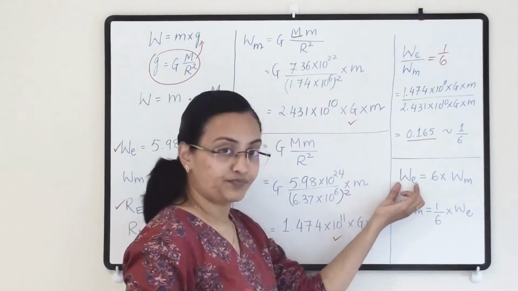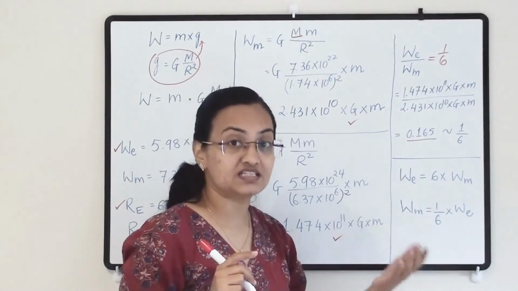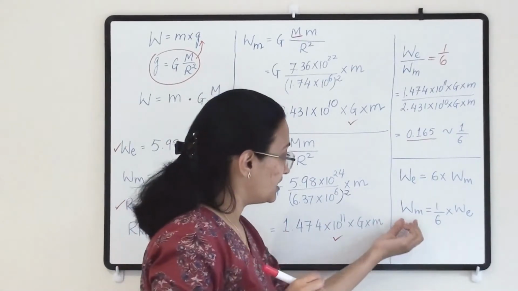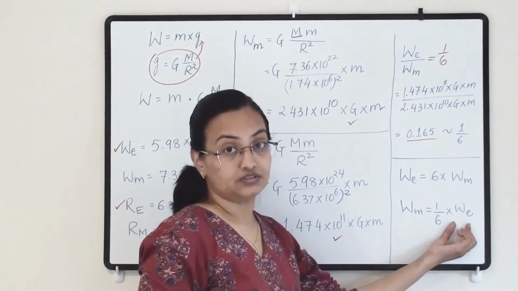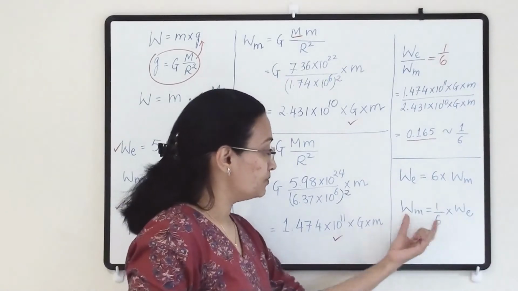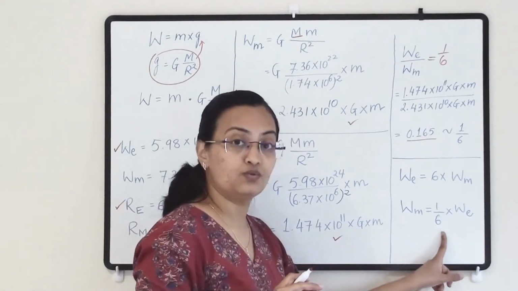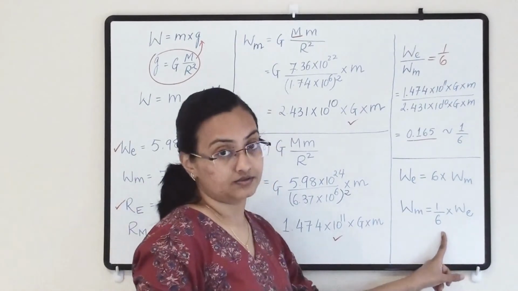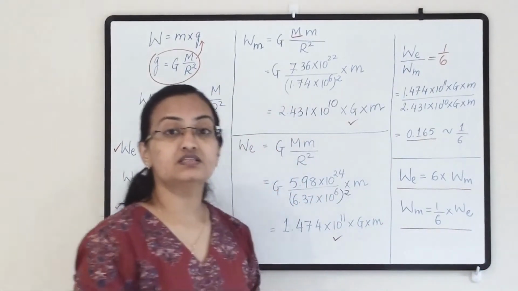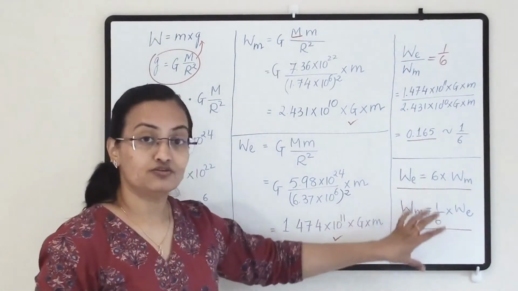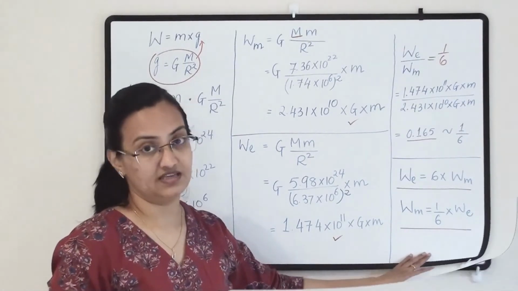For example, if the weight on the earth is 6 kg, then on the moon the weight will be 1 kg. Here the weight on the moon equals 1/6 into the weight on the earth. So both ways it is true: whatever is a 6 kg weight on the earth is only 1 kg weight on the moon. So this is the relation between the earth's weight and the moon's weight, and this is due to the gravitational force, as the earth's gravitational force is more and the moon's gravitational force is less.